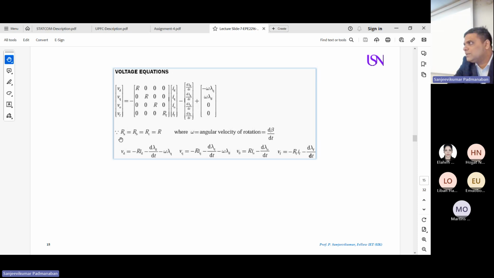As I said, we always consider a balanced system. This is not a practical case. It's not practical. This is only for our analysis of the system. We take everything as balanced. So all the resistances of the three phases are considered to be R. And omega is your angular velocity of the rotation of your machine, which is given by d beta divided by dt. Then by this equation, you can find individual values of your components D, Q, naught, 0, and F. It's clear to you? So this is the voltage equation modeling in terms of a matrix. It's clear to you? Can I go to the next one?